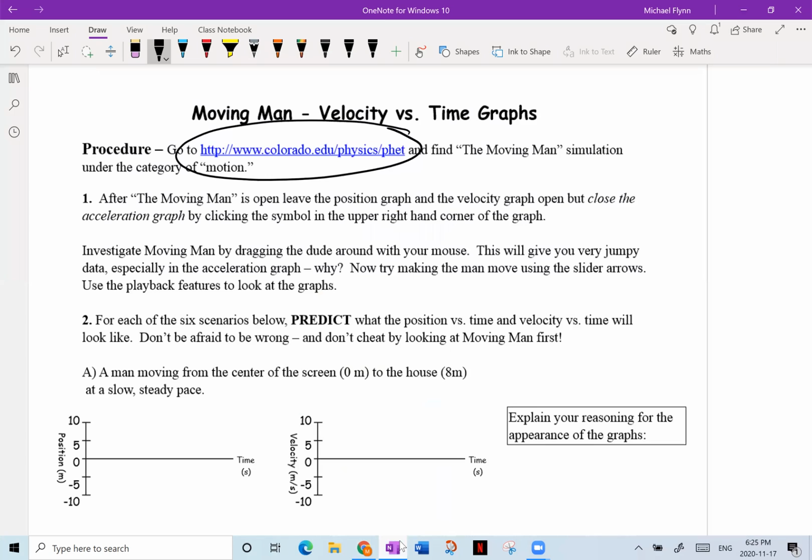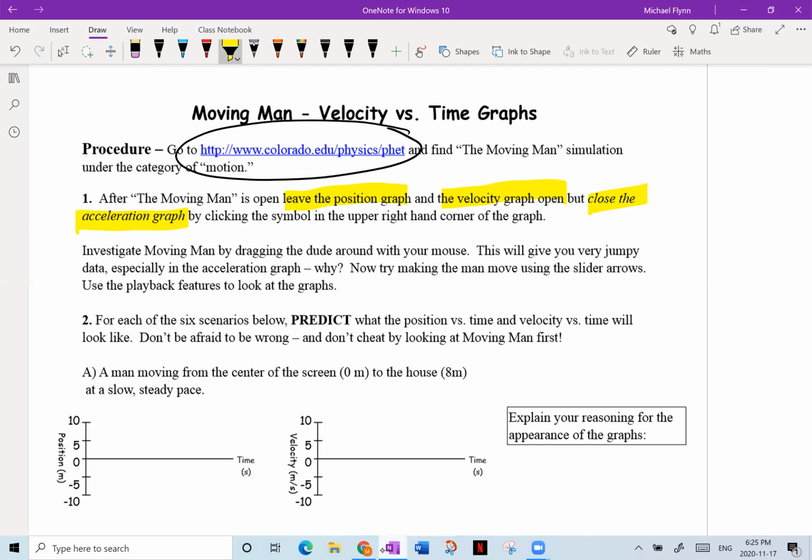Now, if you read the instructions on the sheet I gave you, we'll come back to that applet in a moment. It says here, after the Moving Man is open, leave the position time graph and the velocity time graph open, but close the acceleration time graph by clicking on the symbol in the upper right corner of the graph. Let me show you how to do that.